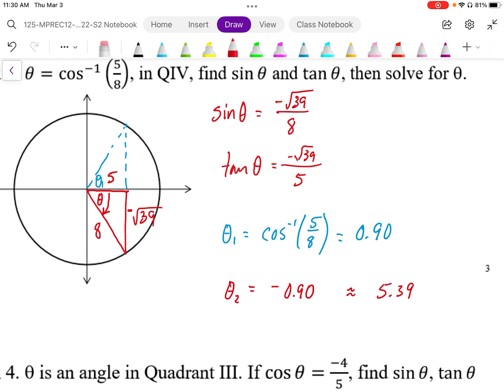Now, this looks like a different angle. However, it is coterminal, so these are in fact the same angle. Negative 0.9 gets me to that dot. Positive 5.39 also gets me to the same position. So these are in fact equivalent. These are coterminal angles. So either one is fine.